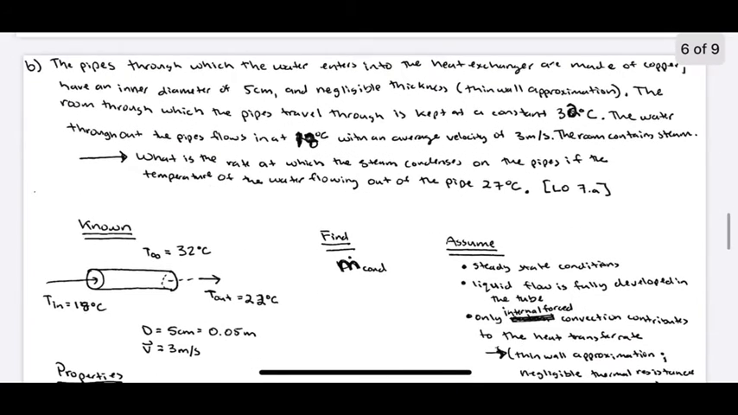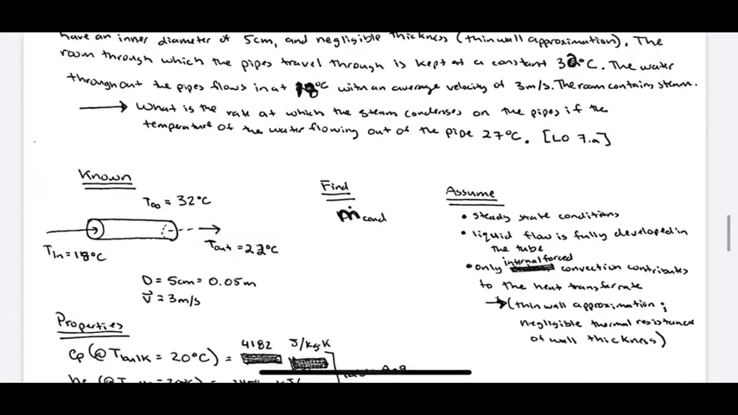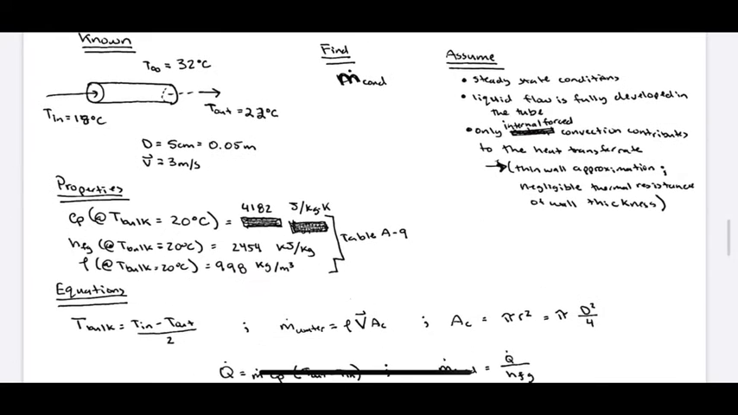In part B, it asks us to analyze the pipes before the heat exchanger. This covers learning objective 7A. From the problem statement, we are able to draw the diagram, and several assumptions are made, such as steady-state operating conditions, liquid flow rate is fully developed in the tube, only internal forced convection contributes to the heat transfer rate due to the thin wall approximation, as negligible thermal resistance of the wall thickness.